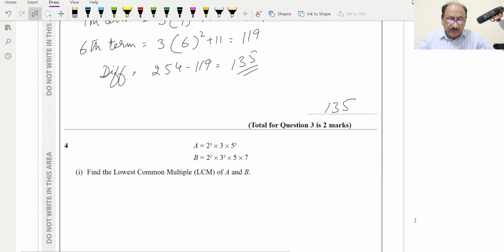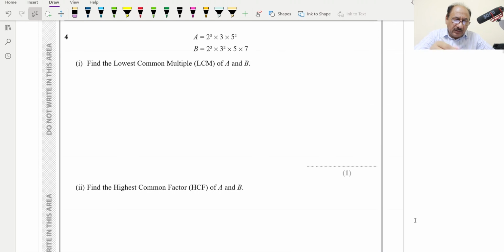Hopefully you understood this. Now question number 4, a is equal to this, b is equal to this. Find the LCM of a and b. So for LCM we will be taking the maximum powers of both. For example, 2 raised to the power 3 we will choose from here, 3 raised to the power 2 we will choose from here, 5 raised to the power 2 we will choose from here, and 7 we will choose from here, and we will multiply.